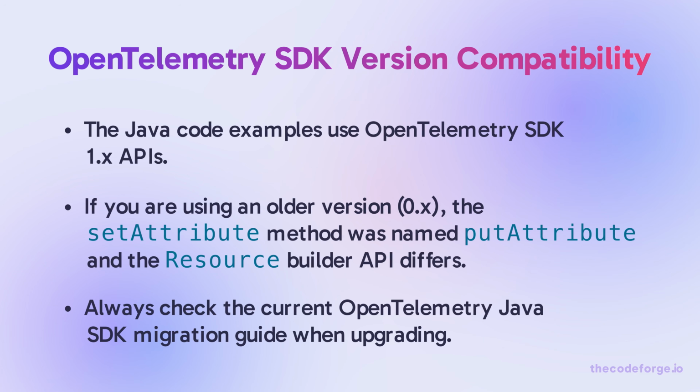The Java code examples use OpenTelemetry SDK 1.x APIs. If you are using an older version, 0.x, the setAttribute method was named putAttribute, and the resource builder API differs. Always check the current OpenTelemetry Java SDK migration guide when upgrading.